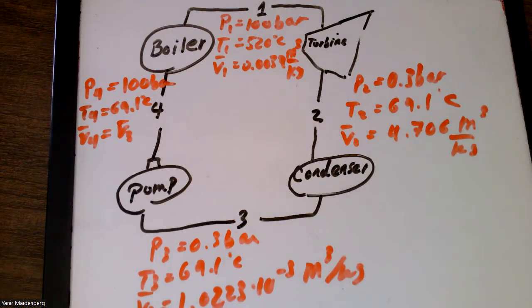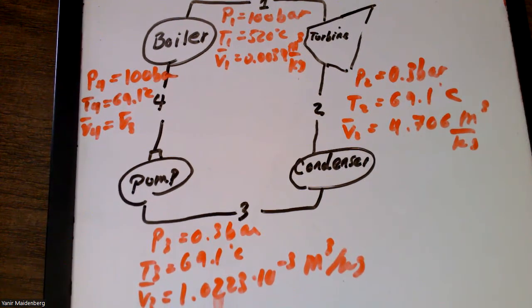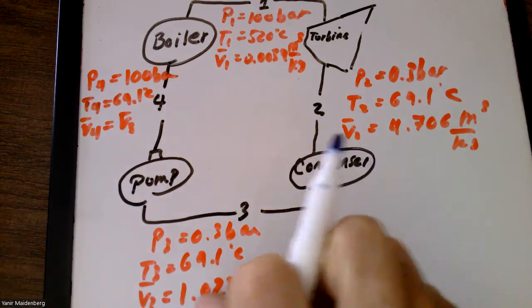Okay, let's discuss a simple power cycle. This is not really an example. I'm just using numbers from the back of the book with the tables. And I want to explain conceptually what's happening here.